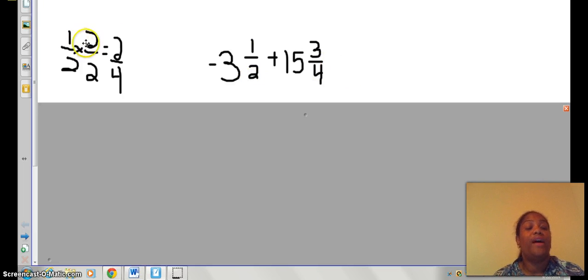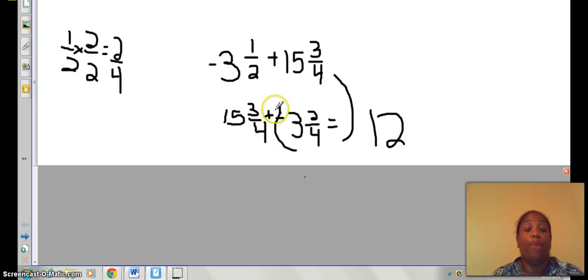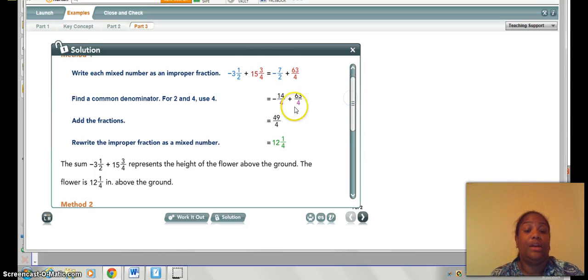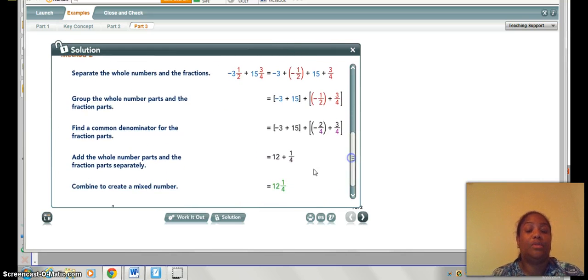I like 4. So now I have to change that into an equivalent fraction, multiplying by 2, which gives me 2/4. So now I like to move my bigger number first and then my smaller number second, because I'm adding my fractions. So now I have these two numbers. So I have 15 minus 3, which will give me 12. I don't have to worry about borrowing. 3 minus 2 is 1. And my denominator is 4. And here's their solution. They did it a little bit differently, but they came to exactly the same number that we did. 12 1/4.